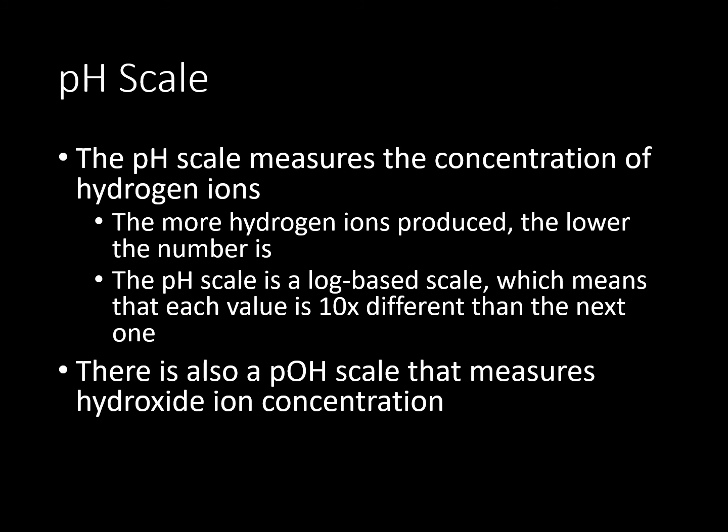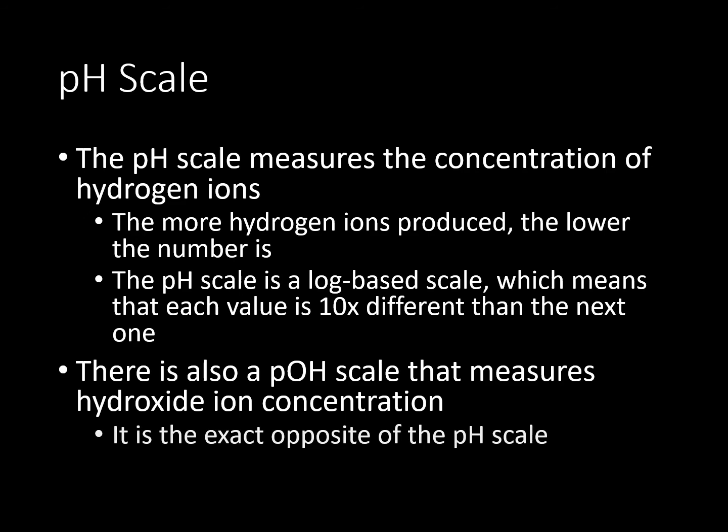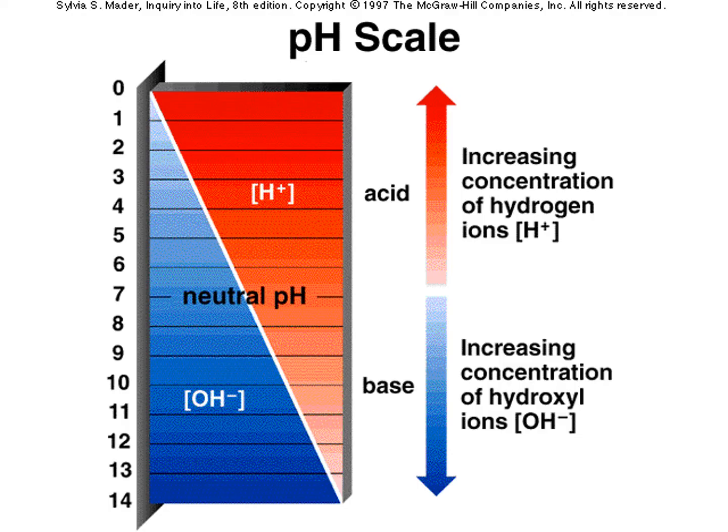There is also a pOH scale that measures hydroxide ion concentration, and it is also a log-based scale, with each value being 10 different. It is the exact opposite of the pH scale, but that's not really something we get into in a physical science class. This just shows you a picture of what a pH scale looks like.